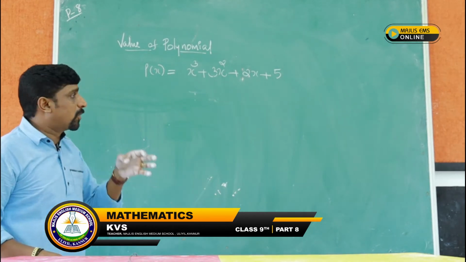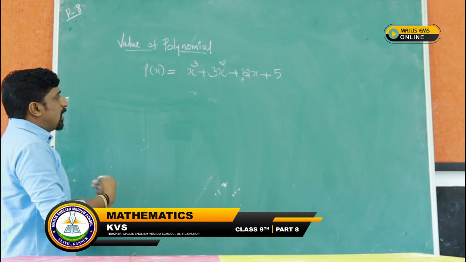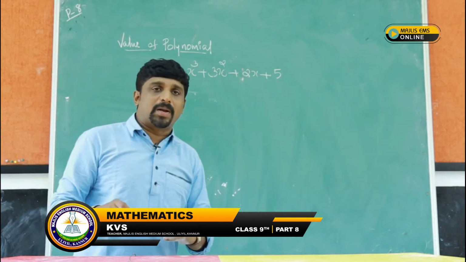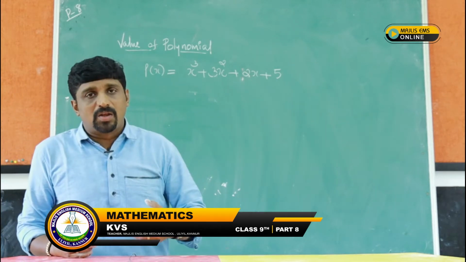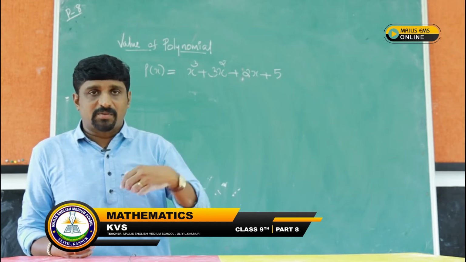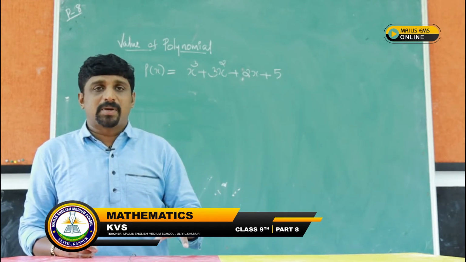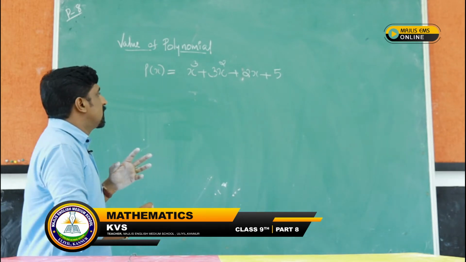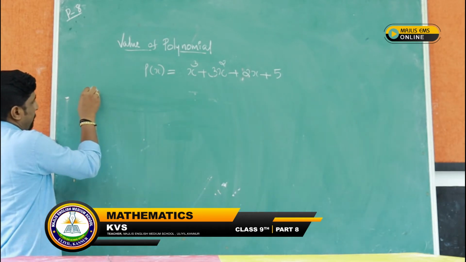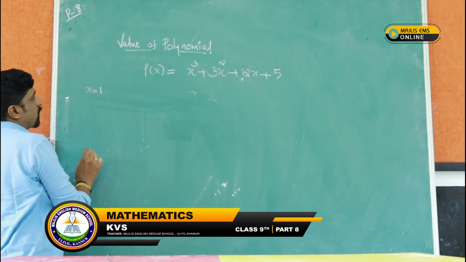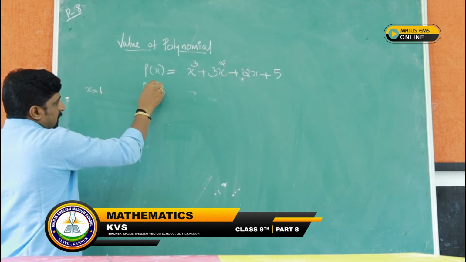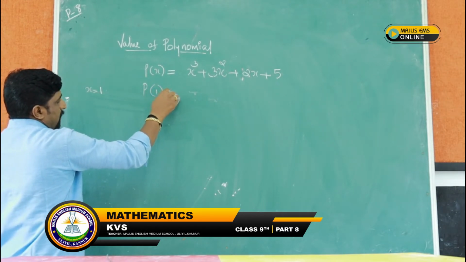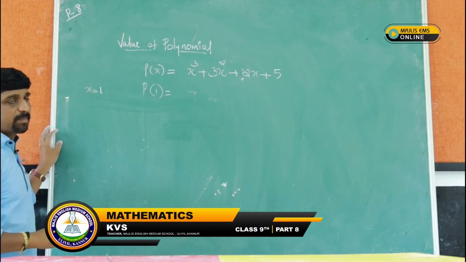Value of a polynomial means the variable x can be replaced by any number, and we get one value. That is found like this. Suppose I first take x equal to 1. X equal to 1 can be rewritten as p of 1.